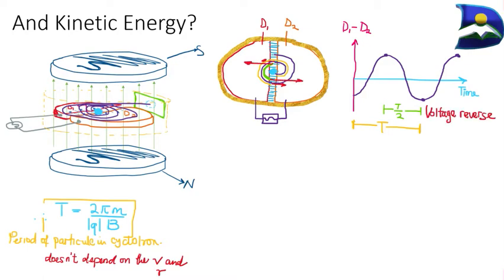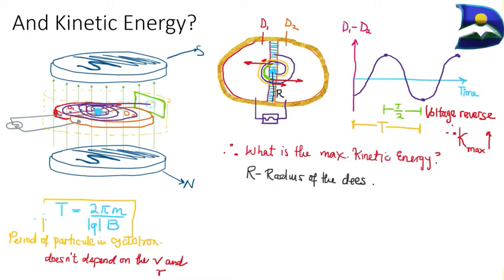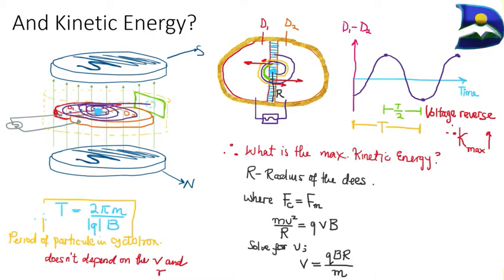In here, the voltage reverses, which tells us that there is an increase in the kinetic energy. Therefore, what is the maximal kinetic energy? Since the radius of the D's is represented as capital R, we can state our forces to be equal to each other, the centripetal force and the electromagnetic force. So we have mv squared over the radius of the D's equal to the quantity of charge multiplied by the velocity of the particle times the magnetic field. Solving for the velocity, v is equal to qBR divided by m, the mass of that charged particle, which in this case is a proton.